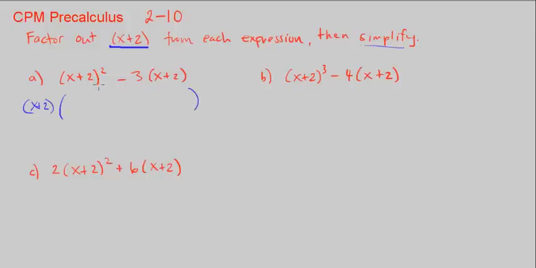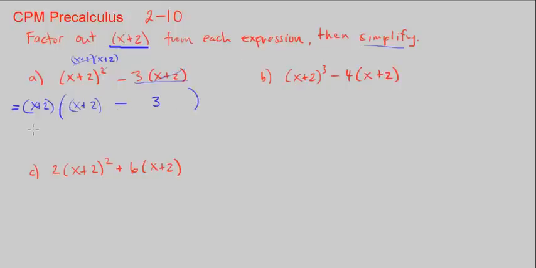Well, if we divide (x plus 2) squared by x plus 2, we're left with just x plus 2, right? If you forget, (x plus 2) squared just means x plus 2 times x plus 2. If we divide x plus 2 out, we're left with just one of them, right? One will cancel out, or you can look at it as the square cancelling out. Minus, well, if we divide this term by x plus 2, we get rid of this, and we're just left with 3. So A is equal to x plus 2 times (x plus 2 minus 3).